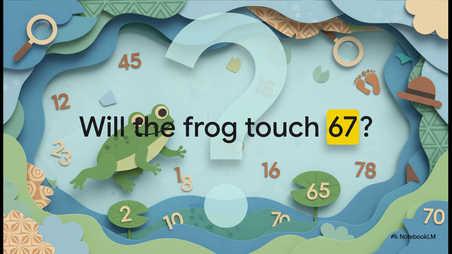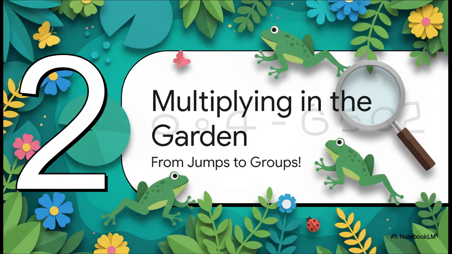Now here's a little question for your clever minds. If our froggy friend keeps on jumping in 3s, do you think he'll ever land on the number 67? Think about it. Is 67 in the 3 times table? Nope. And here's a little secret trick. Just add the digits. 6 plus 7 is 13. And since 13 doesn't come in the 3 times table, 67 won't either. Pretty cool, right? Awesome.